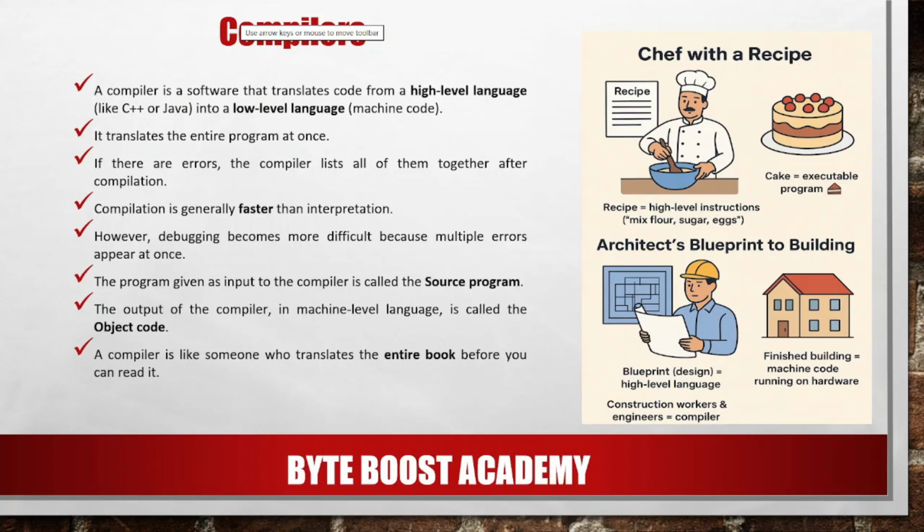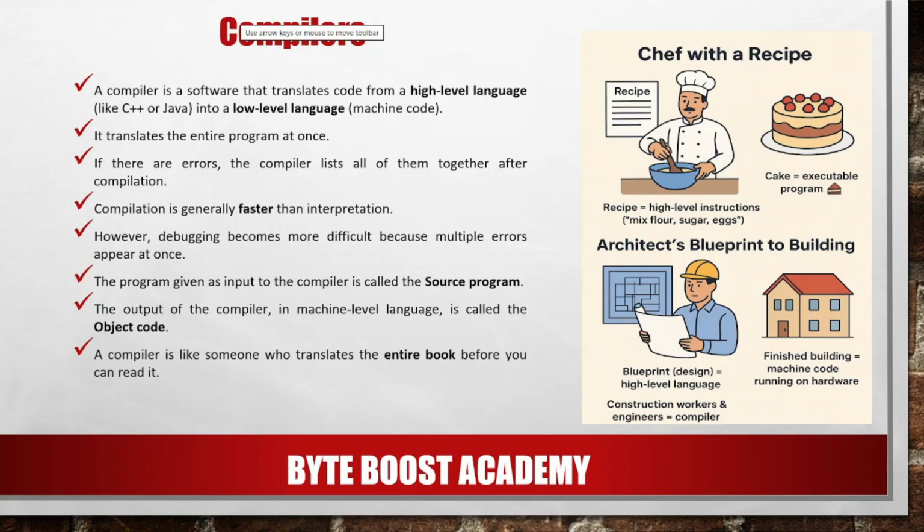The debugging sometimes becomes difficult because multiple errors appear all at once. These are the lines where the errors occurred, and it will show you on the console. The program that is given at the input side of the compiler is called the source program. Once it's processed by the compiler into machine level language, it is called the object code.